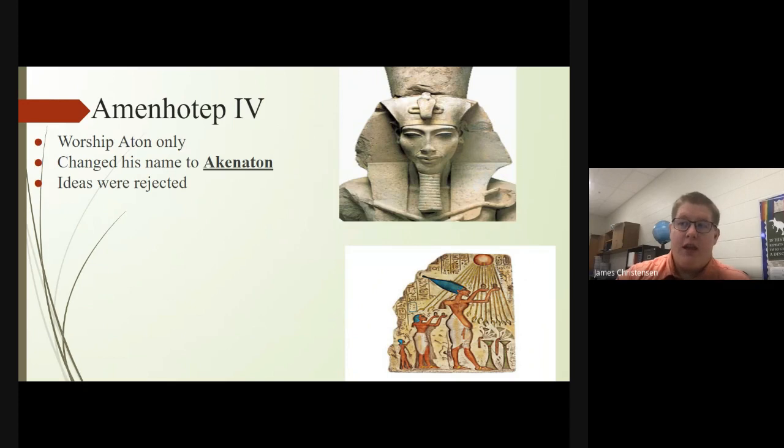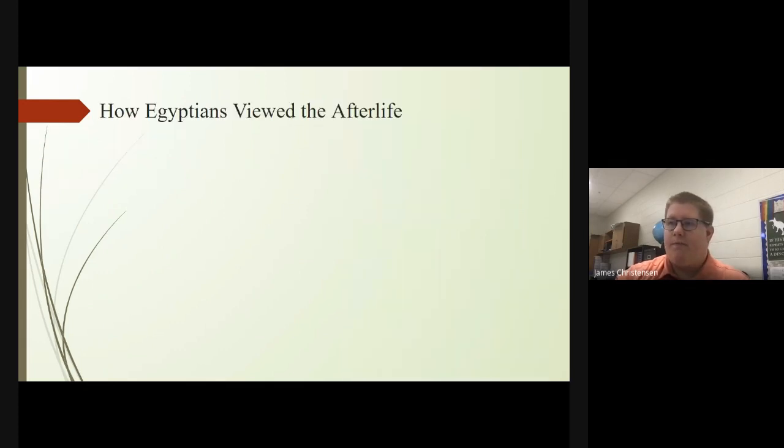Amenhotep IV, he basically said, we're going to worship Aton only. He essentially wanted to change ancient Egypt from a polytheistic religion to monotheistic. Remember, we've talked about that previously. Polytheistic means that there's a belief in more than one god. Monotheistic, just one. He also changed his name to Akhenaten once he took the throne, and a lot of his ideas were actually rejected by the people.